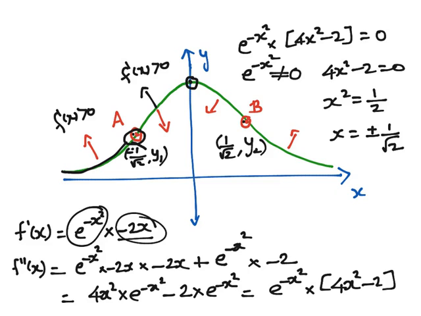Right? Same way here, before b, f dash of x is negative, and after b also f dash of x is negative. So these two, a and b, are non-stationary points of inflection.